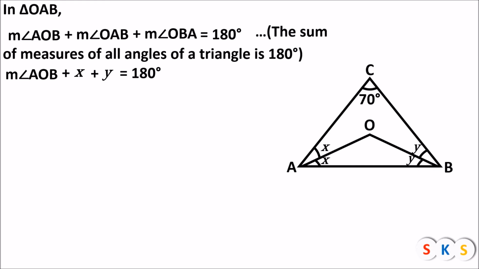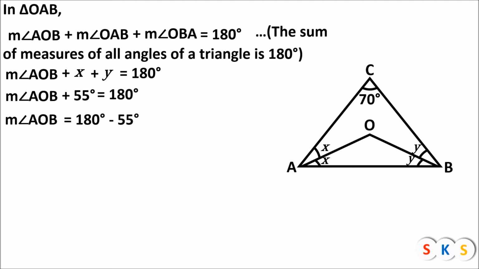Now x plus y, the value of x plus y, we have already calculated. What was that? 55. So measure angle AOB plus 55 degree equals 180 degree. Well, now we will shift 55 degree to that side. Therefore measure angle AOB equals 180 degree minus 55 degree. Therefore measure angle AOB equals 125 degree.